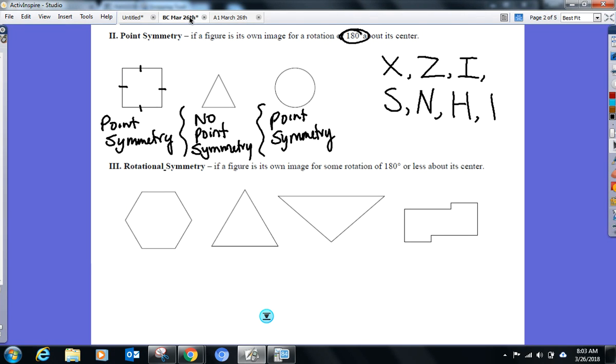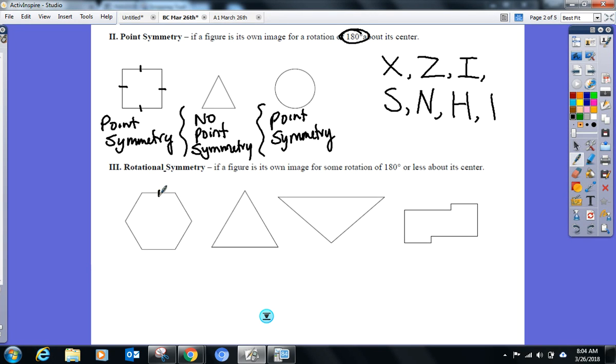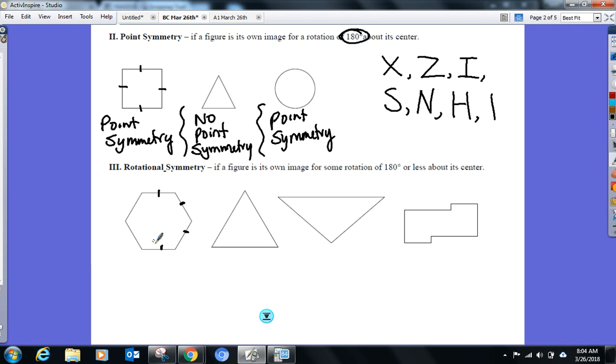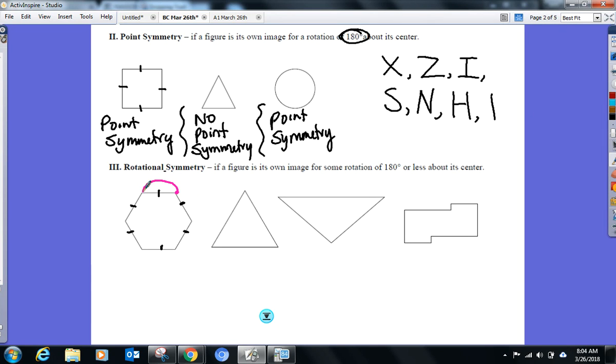Let's start with this hexagon, which I will tell you is regular. This is a regular hexagon. Can I rotate this hexagon 180 degrees or less and get the same hexagon back? Can I do it? If you remember from our honors rotation, the answer is darn right I can. Do you remember how we found the degree of rotation from vertex to vertex? Anybody remember how we found that degree of rotation?